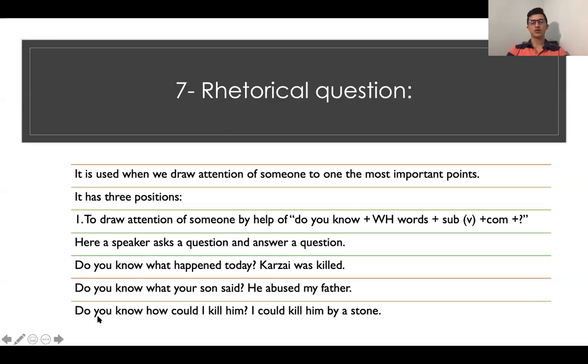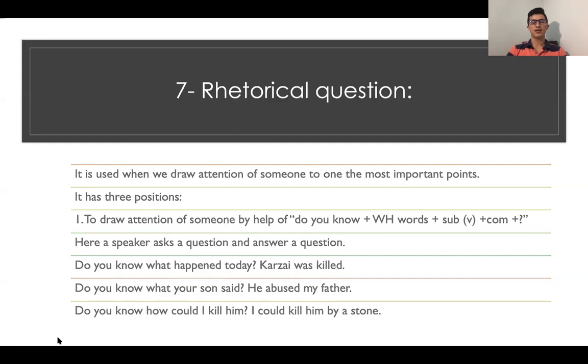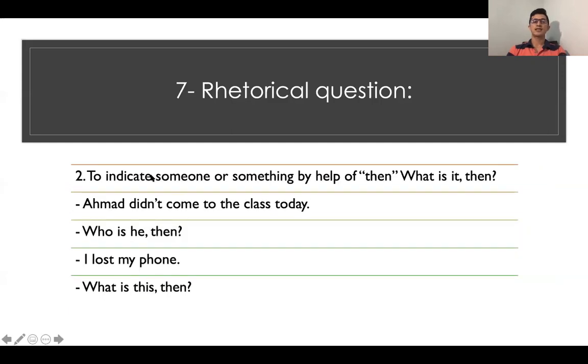The next type of rhetorical question is to indicate someone or something with the help of then. Okay, then. So you use then to attract the attention of someone to the one point. It is also another type of rhetorical question, but we use then in this formula. Look at these examples here.